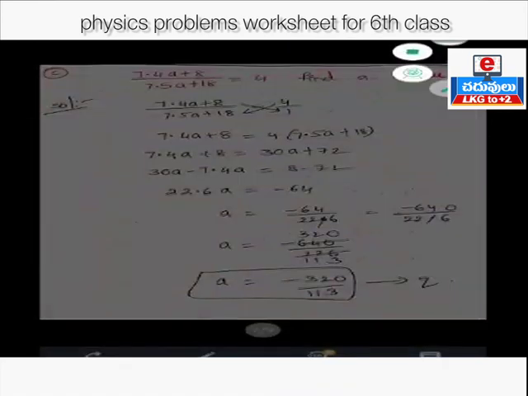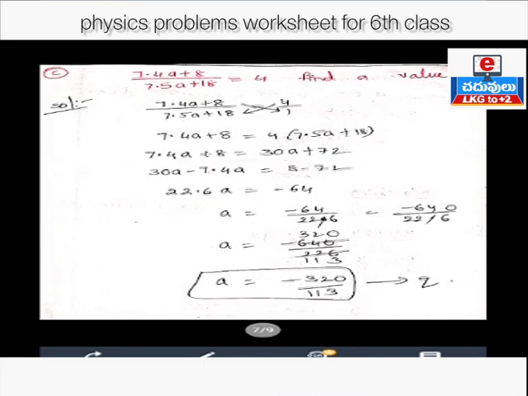Now see problem C. What is the equation they gave? 7.4a plus 8 by 7.5a plus 18 is equal to 4. Here, what is the variable? A is a variable. That is the unknown value. By using this equation, we can find the a value. So for 4, the denominator is not there, so I can write here 1. By doing cross multiplication, LHS numerator 7.4a plus 8 into 1, means 7.4a plus 8, is equal to 4 into, what is the denominator? 7.5 into a plus 18.